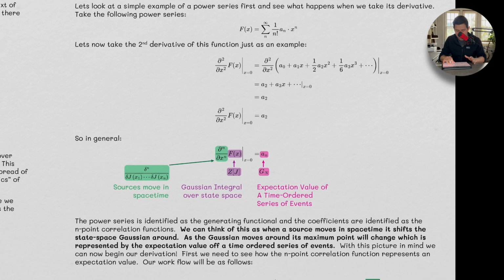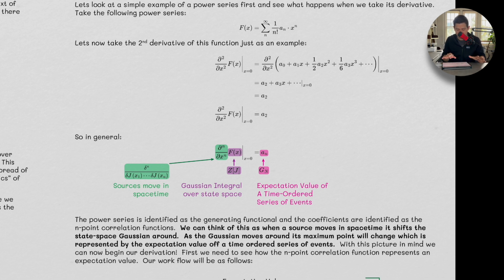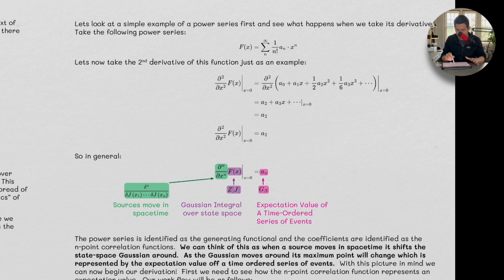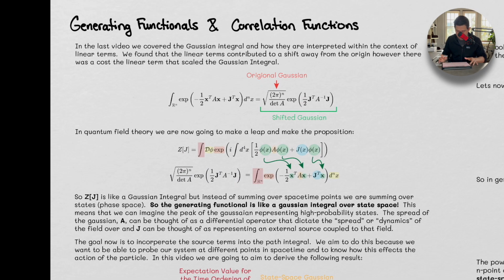The example I have here, we'll go to the beginning of this slide in a bit: suppose I have a function that looks like this, okay? The derivative of this function will be a_n, taken when x_n goes to 0. When x goes to 0, we get the coefficients back, okay? And these coefficients are going to tell us something about the expectation value of a time-ordered series of events when it comes to quantum states, okay? All right, so let's go here and let's get started.